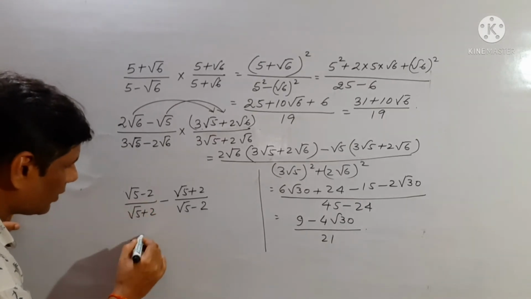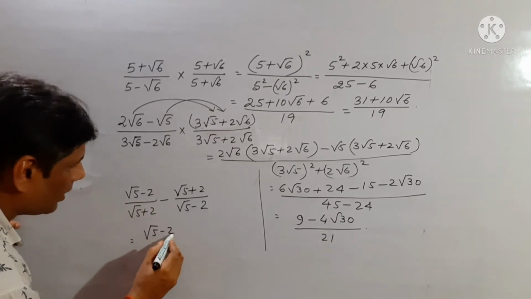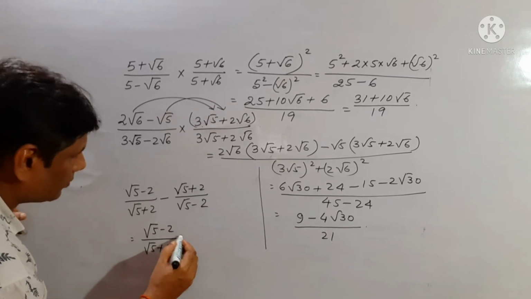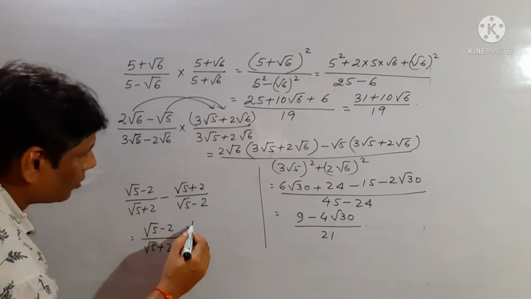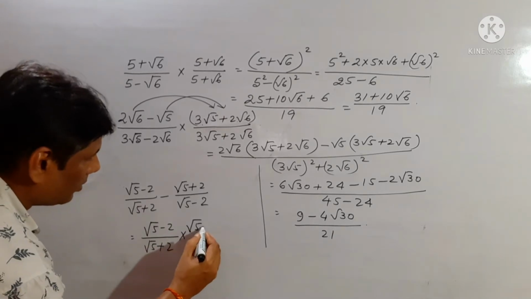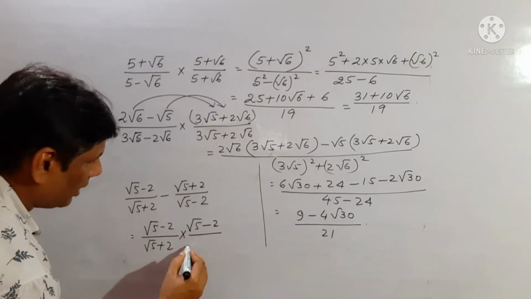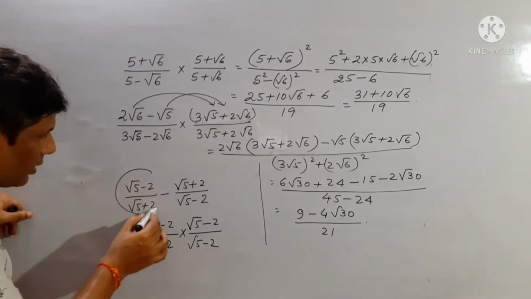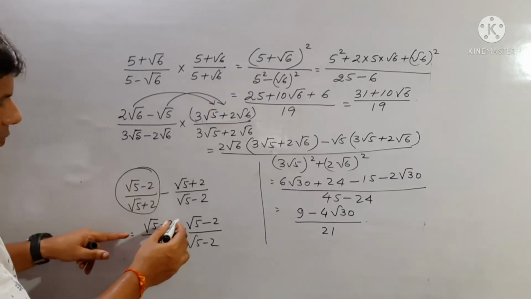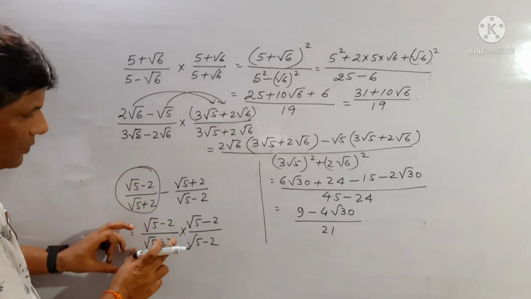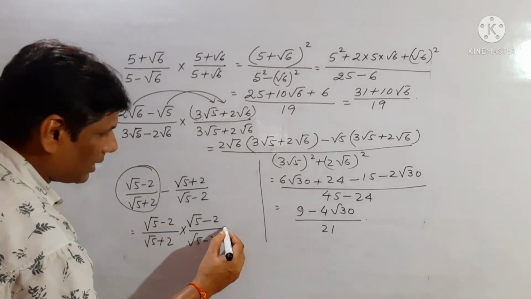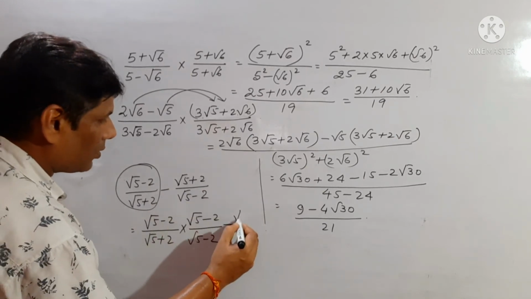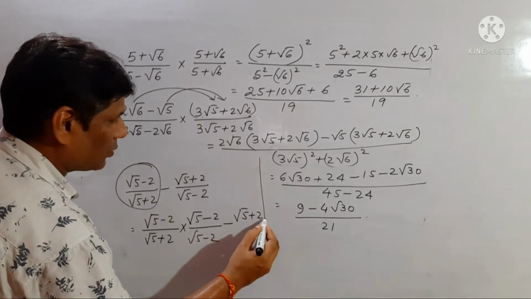We write this one as root 5 minus 2 by root 5 plus 2 into root 5 minus 2 by root 5 minus 2. For this factor only we have written this one because we are rationalizing this one. Again we have to rationalize this one also. So we just write root 5 plus 2.